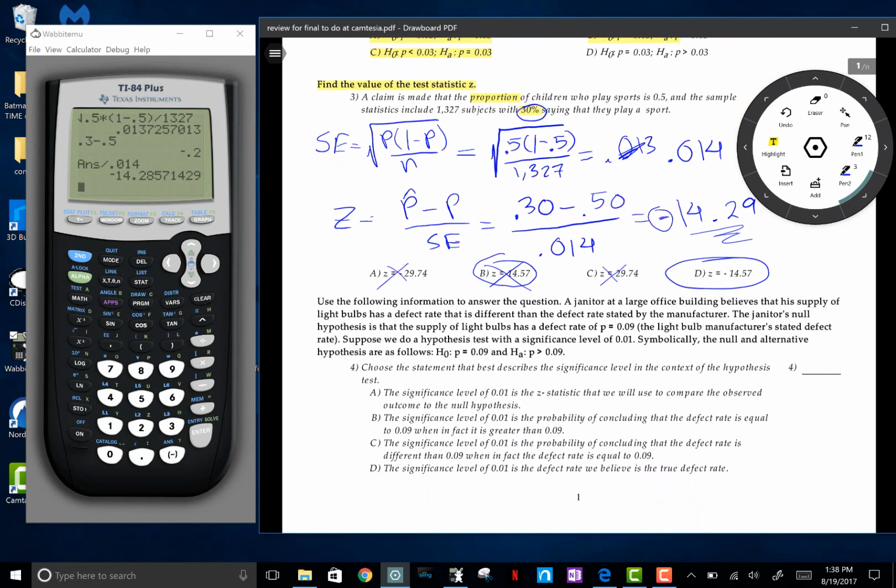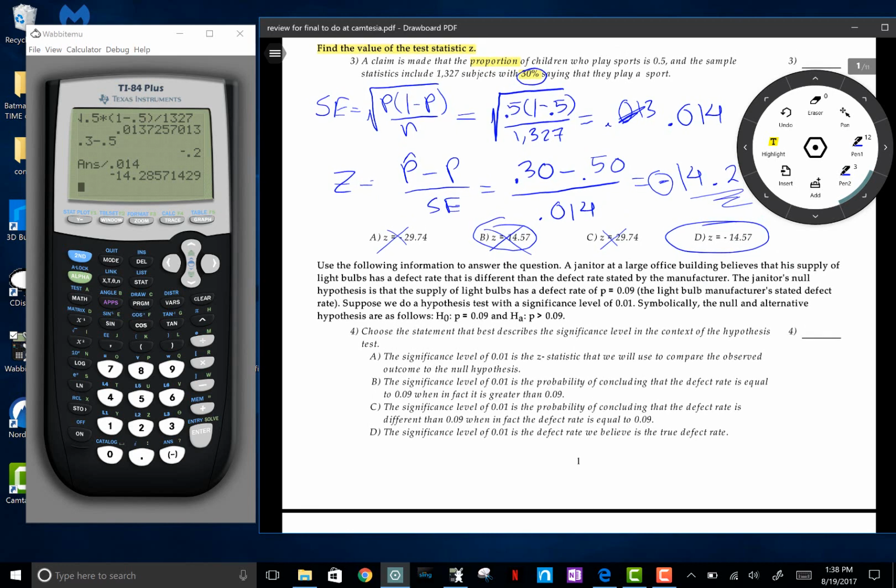Alright. So let's do number 4, and then that'll end the video for the first 4 problems, and then we'll do a new video for the next following 4 problems. So for number 4, it says, use the following information to answer the question. A janitor at a large office building believes that his supply of light bulbs have a defect rate that is different than the defect rate stated by the manufacturer.